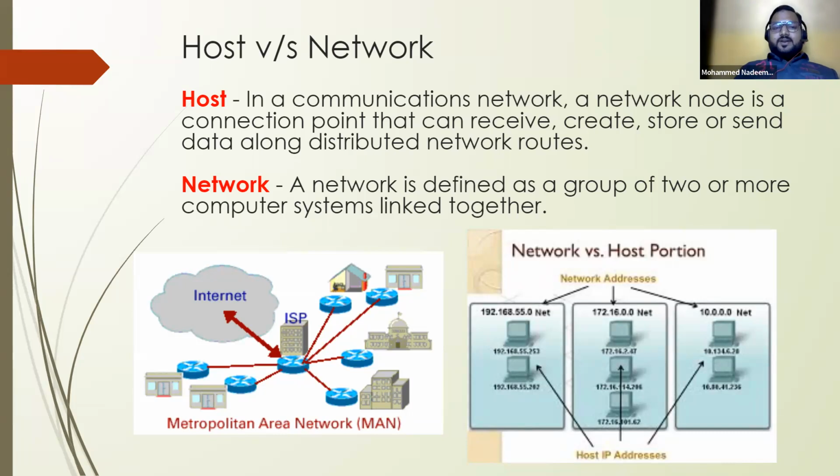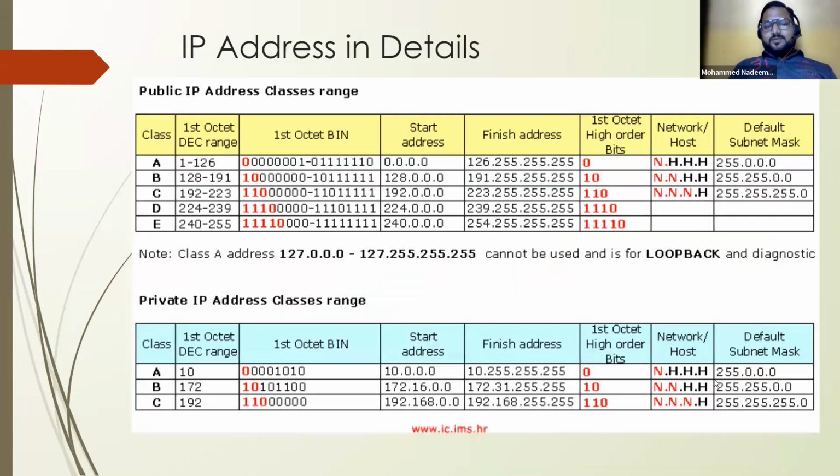Okay, but now coming back to host versus network. What is a host? Every single machine is called a host. And a group of machines is called a network. So can you see, 192.168.55.0 is a network, and 192.168.55.253 with the same network number is called a host. Host IP address, network address. Host IP address, network address. Okay, so these are 2 terminologies.